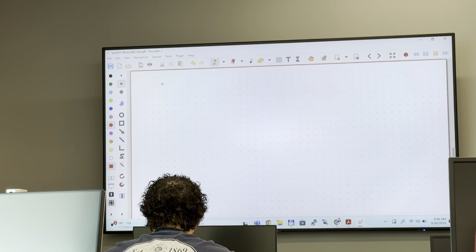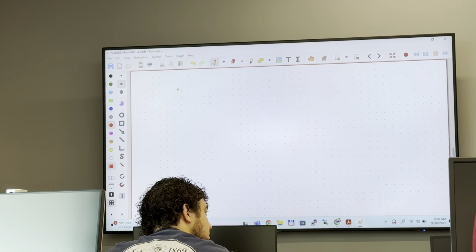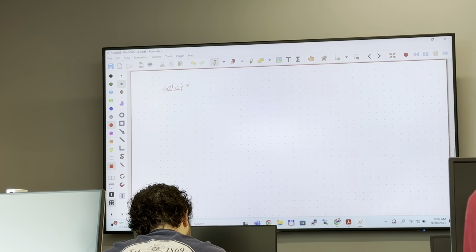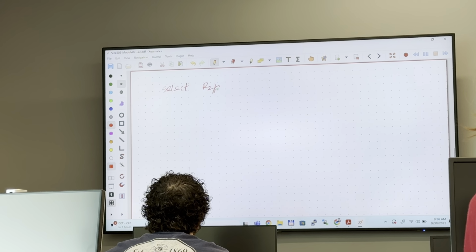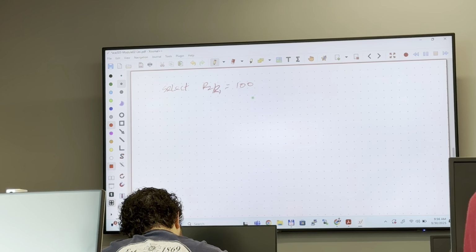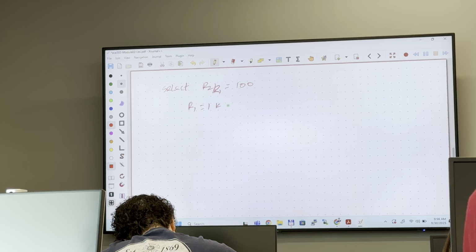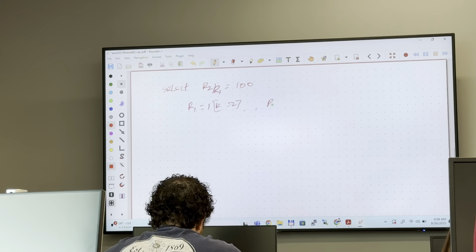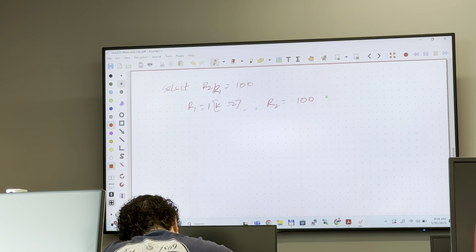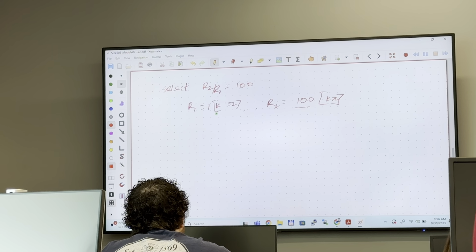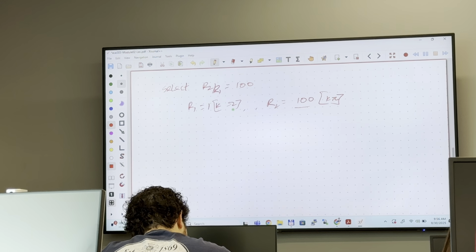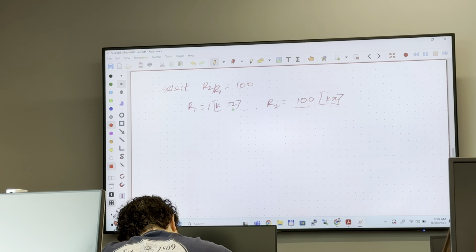Now we want to select R2 over R1 to be 100. R1 is given as 1K, so clearly R2 is going to be 100 ohms. If you choose R2 to be 100 and R1 to be 1K, you get a DC gain of 40 dB.